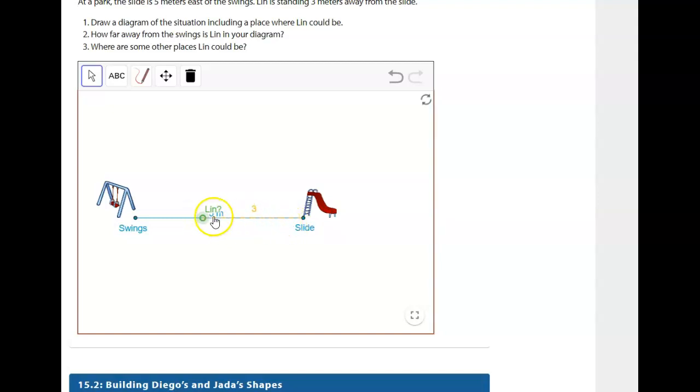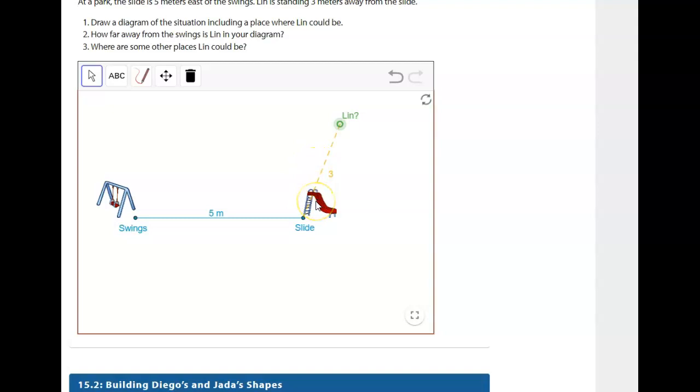So if they're 3 meters away from the slide but back towards the swing, then they're only 2 meters away from the swings. On the other hand, Lynn could be 3 meters east of the slide, making her a total of 8 meters away from the swings, or anywhere in between there. If we swing this around, you can see that. So answer those questions there.